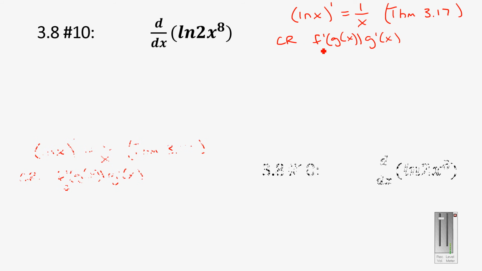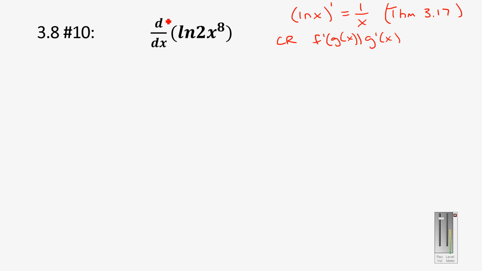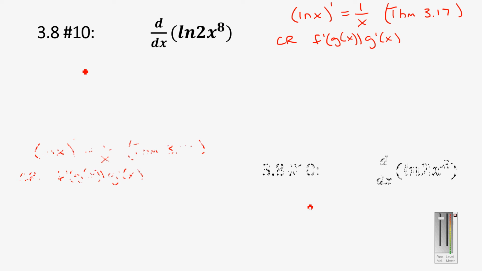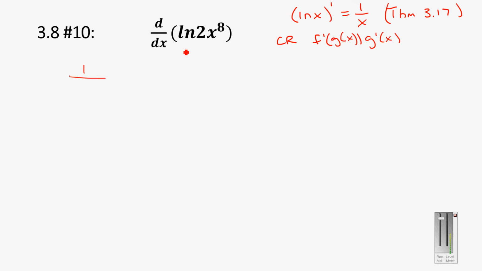So we need to do the derivative of the outside with the inside left alone. The derivative of the outside is the natural log. Just call it the natural log of x. Well, we know that that derivative is 1 over x, but natural log of x, the x is actually 2x to the 8th. So that's what you've got to write. That is your f prime of g of x. We want to multiply that by g prime of x.